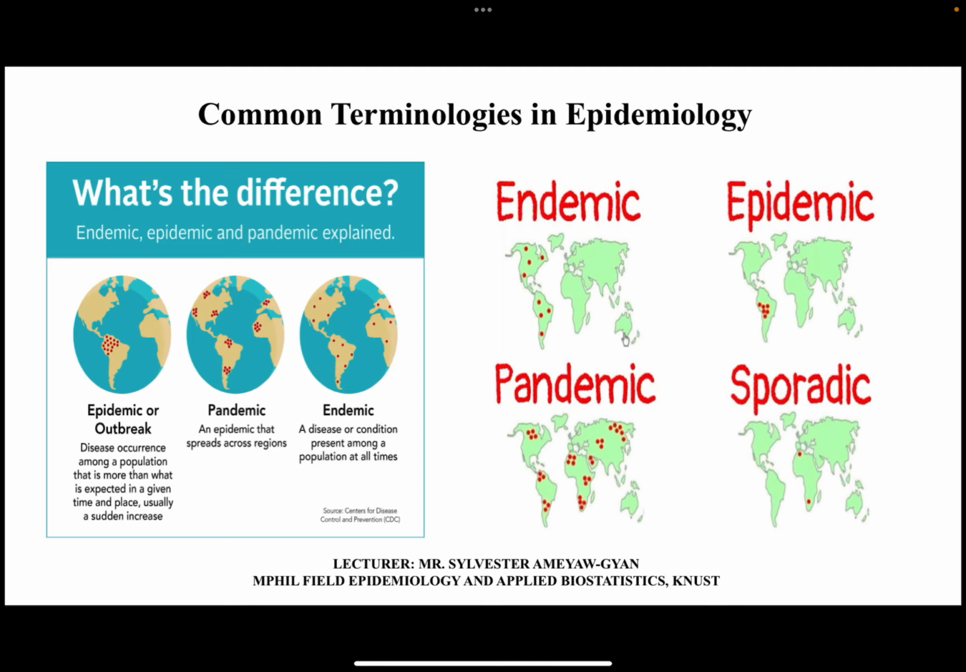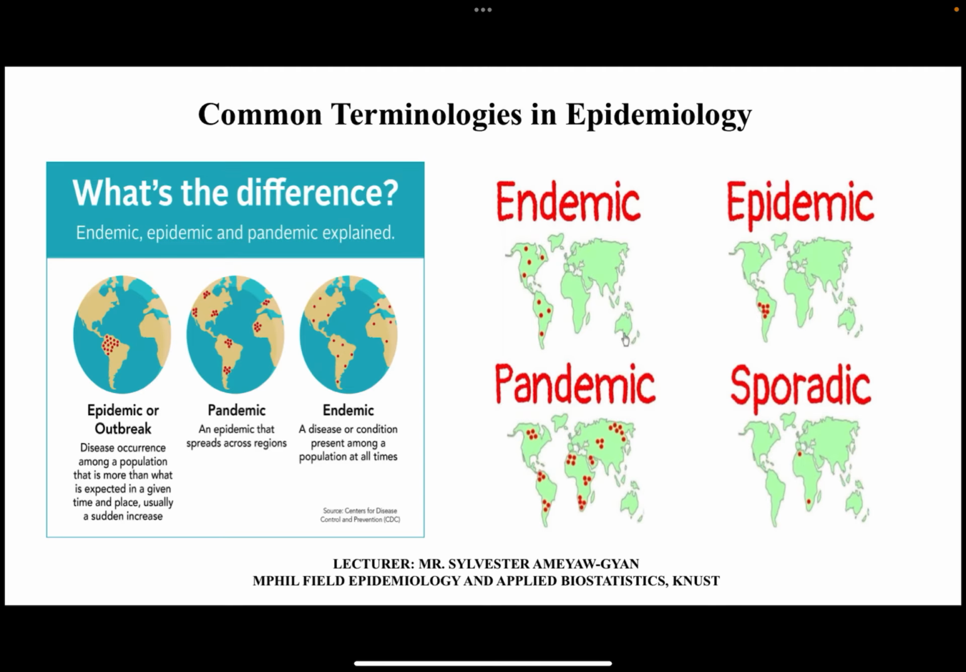Now, the next terminology we look at is pandemic. Pandemic is when an epidemic is occurring across countries. Then we can say it's a pandemic. So, for example, a condition like COVID-19: during the COVID-19 era, COVID-19 was a pandemic condition.